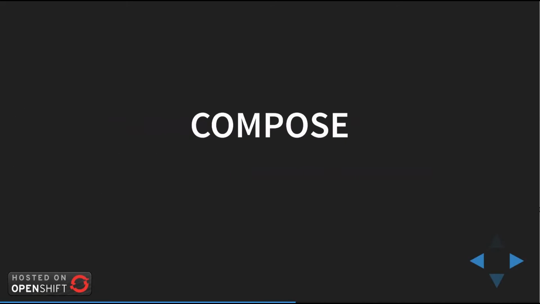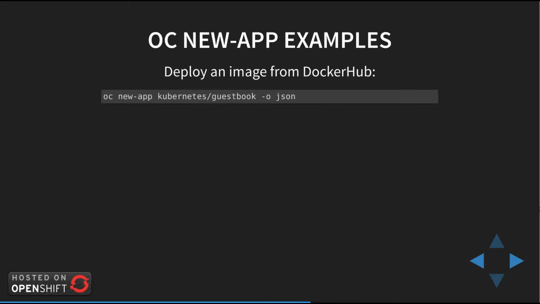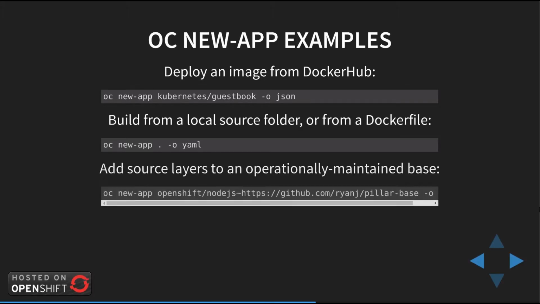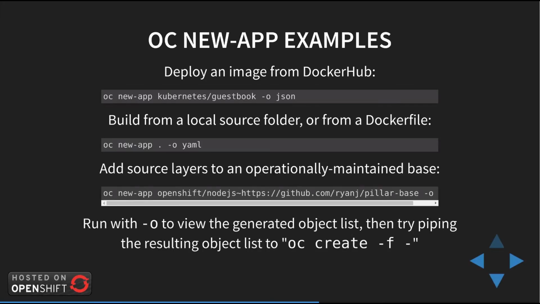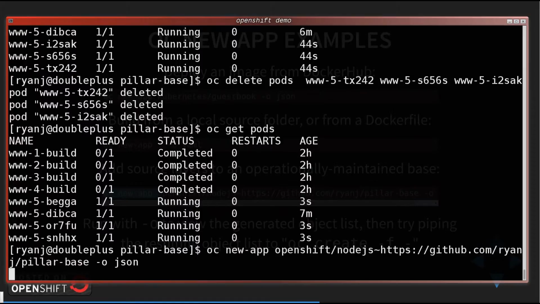OpenShift also gives you really advanced tools for composing multi-service web applications. You can deploy images directly from an image on Docker Hub or from other sources. You can also build from a local source repo or from a Docker file. Or, like I showed with source to image, layer repo code onto an operationally maintained base image.